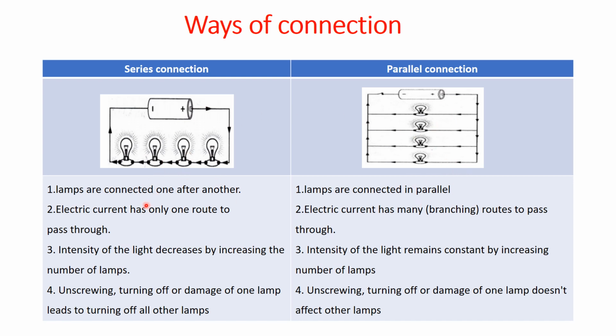The light intensity in series connection decreases by increasing the number of lamps, but in parallel the light intensity doesn't change by increasing the number of lamps. And the last thing, in series connection, on unscrewing or turning off one lamp, the other lamp will turn off, but in parallel the rest of the lamps still light. Now we will watch a video about the series and the parallel connection and the difference between them.